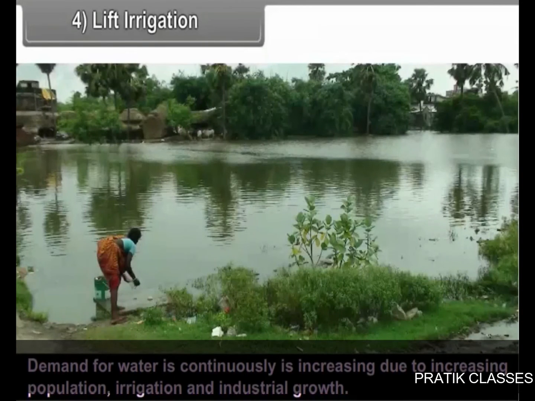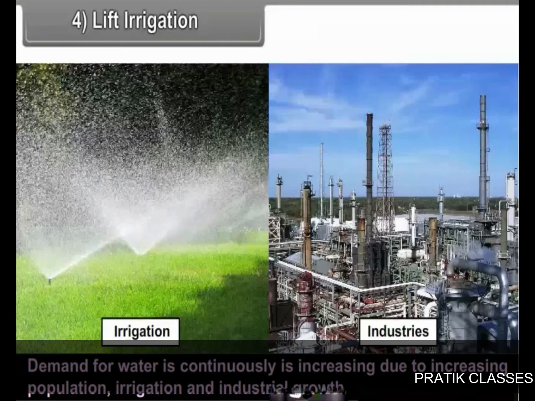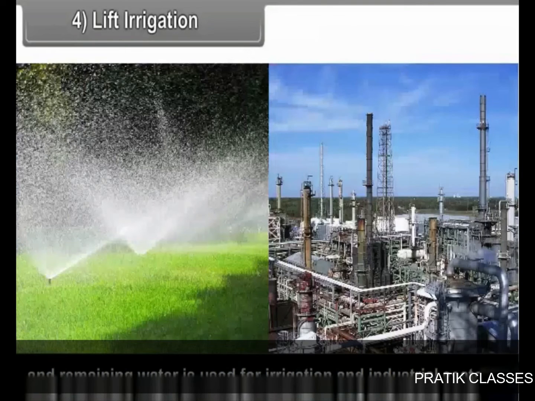Demand for water is continuously increasing due to the increasing population, irrigation and industrial growth. While supplying water, priority is given to drinking water, and the remaining water is used for irrigation and industrial sectors.